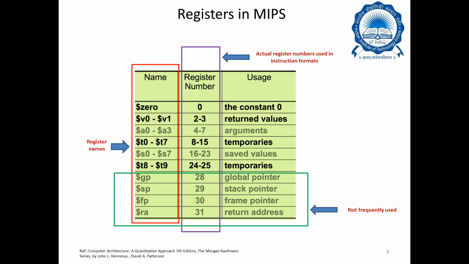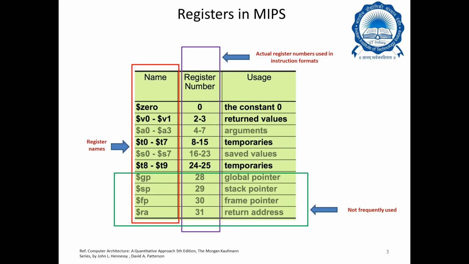We have registers $V0 to $V1 whose register numbers are 2 to 3, and they are usually used for returning values. Then we have register names $A0 to $A3. Register numbers are 4 to 7, and they are usually used for arguments. $T0 to $T7 have register numbers 8 to 15, and they are usually used for temporary storage. $S0 to $S7, which are register numbers 16 to 23, are usually used for storing saved values. $T8 to $T9 correspond to register numbers 24 and 25. They are again used for temporary purposes.